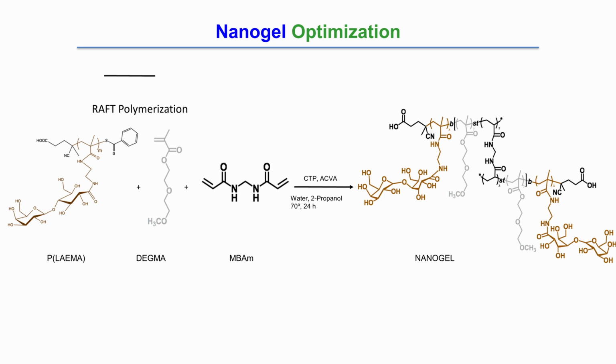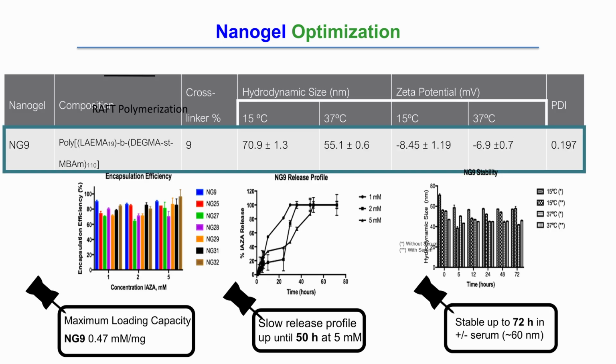We use a precision chemistry technique to make this polymer, so that we have a distribution of the glycopolymer on the surface. We have done a lot of optimization of the nanogel so that we have a small size, around 60 nanometers. The size changes as a function of the temperature. At low temperature, it's more swollen and bigger. At body temperature, it's more collapsed.